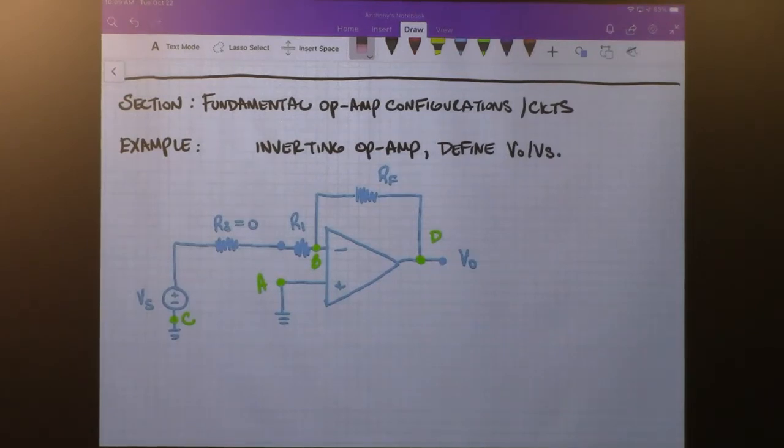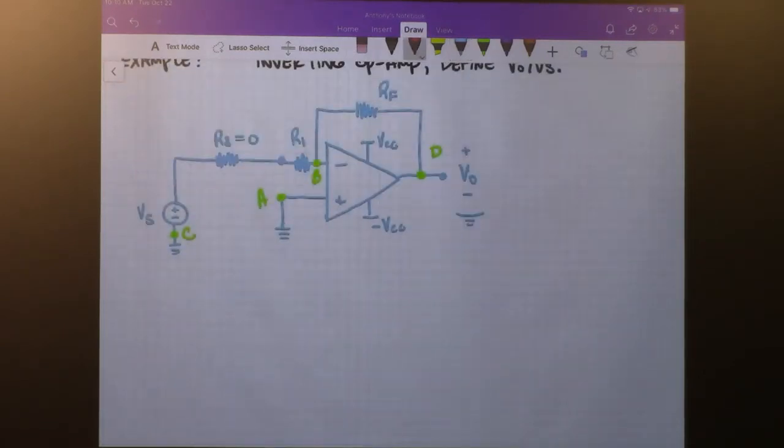And so our output is referred to ground. So the output is a single-ended value referred to whatever the ground is for the VCC source, which we can draw, but it's not going to come into play for our analysis. All right, so how are we going to solve for the gain of this amplifier, of this configuration?